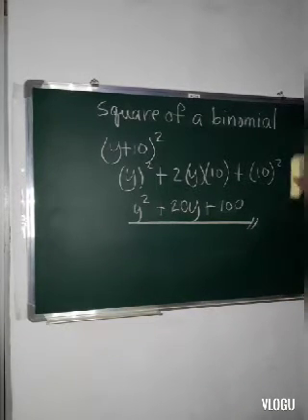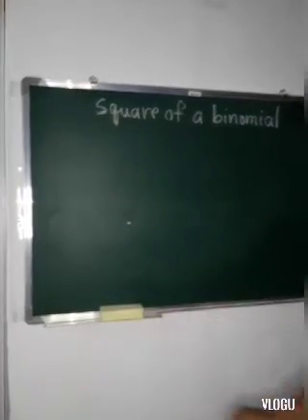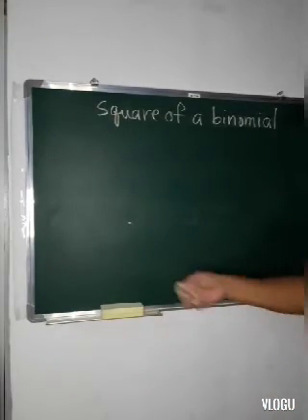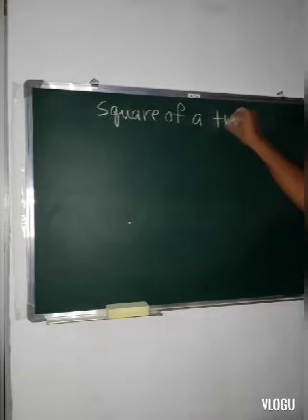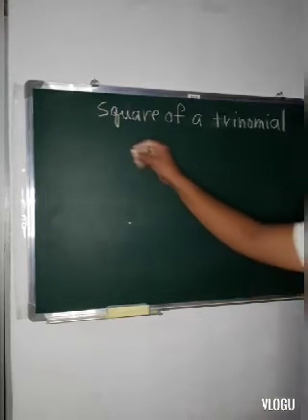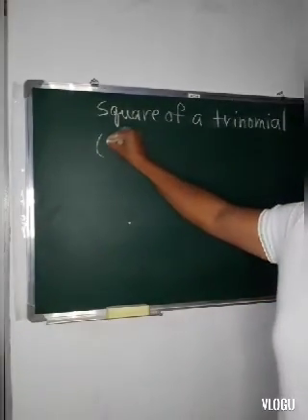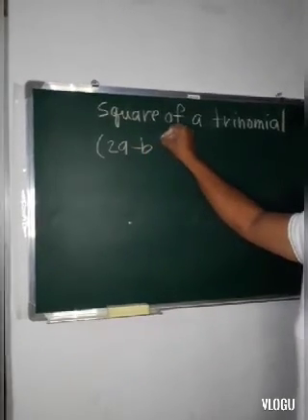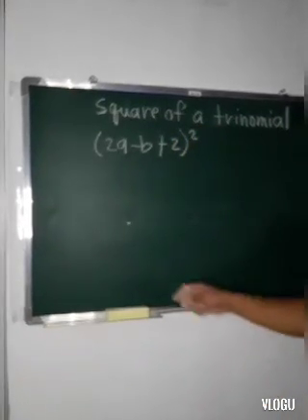the square of a multinomial or trinomial. So how do we square a trinomial? I'm going to give you an example first and then explain. So we have (2a minus b plus 2) squared. So how do we deal with this?